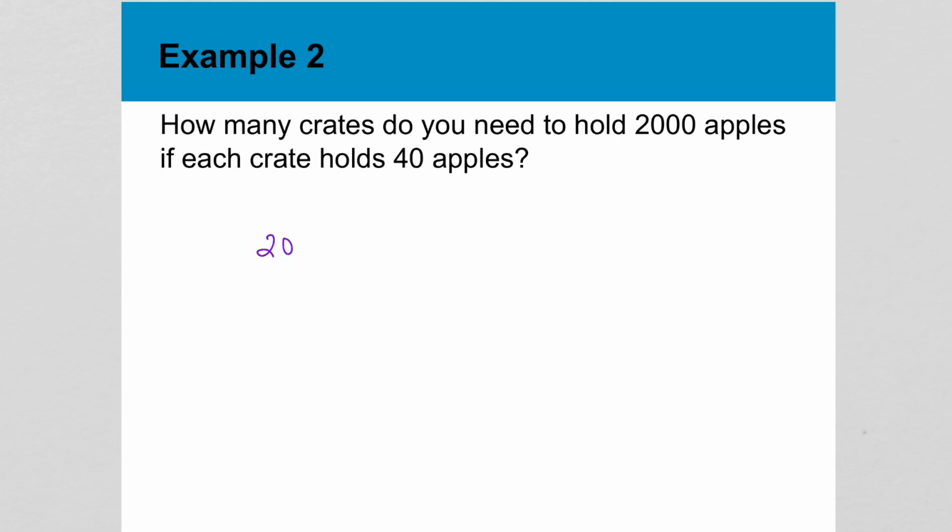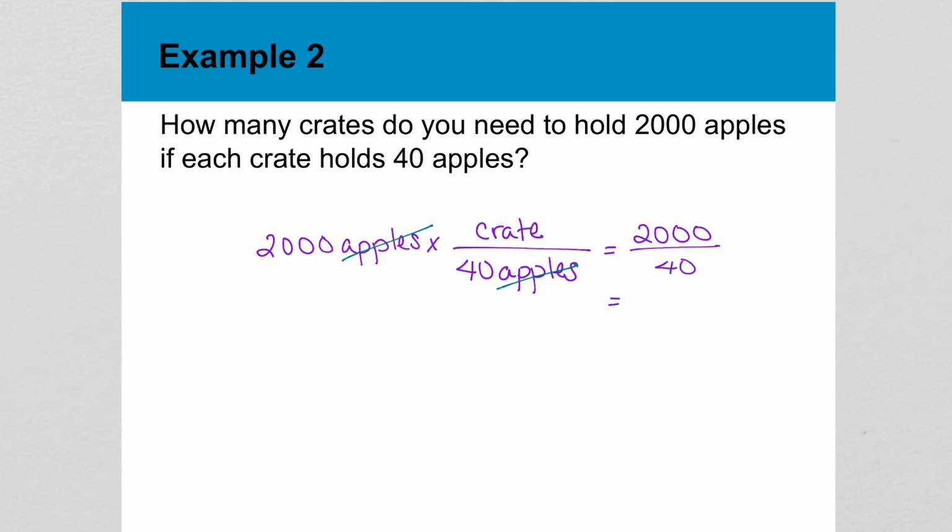So we're trying to take 2,000 apples and we want to multiply by 40 apples and 1 crate. We need to put apples on the bottom and 1 crate on the top so that our apples will cancel out. Then we just take 2,000 divided by 40, and that gives us 50 crates. We'll need 50 crates to hold 2,000 apples.